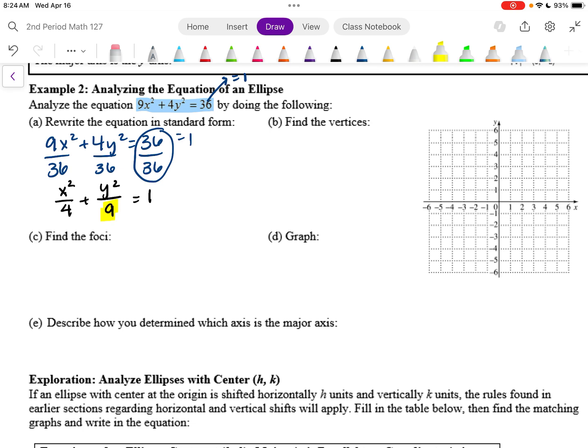So as you can see, there's my bigger number. It's underneath the y. So we know that this is going to be along the y-axis because the a value is under the y.